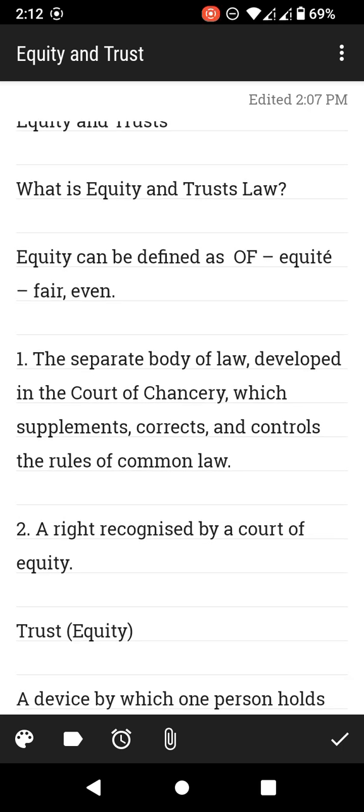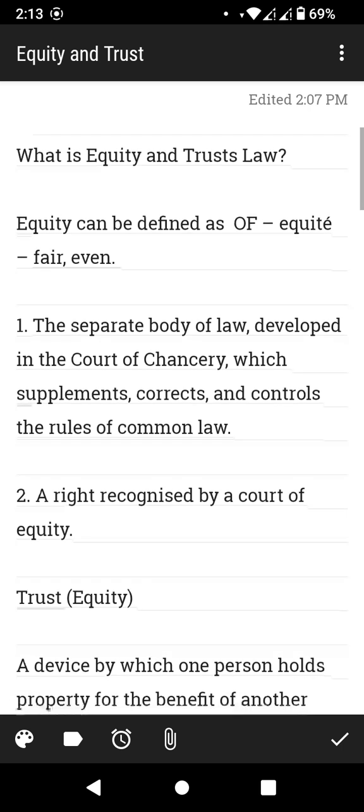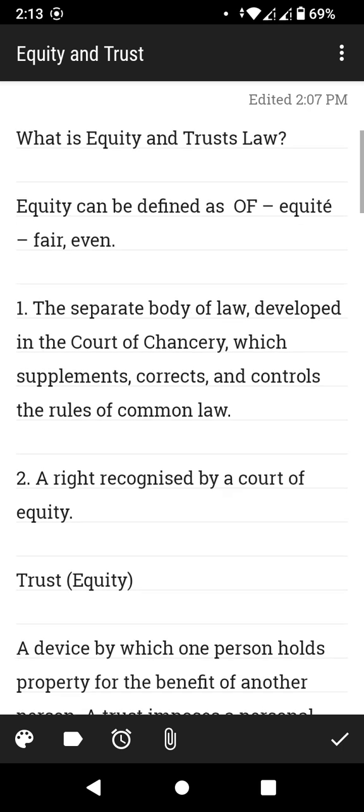Equity can be defined as fair, even. Number one, the separate body of law developed in the Court of Chancery, which supplements, corrects, and controls the rules of common law. Number two, a right recognized by a court of equity.